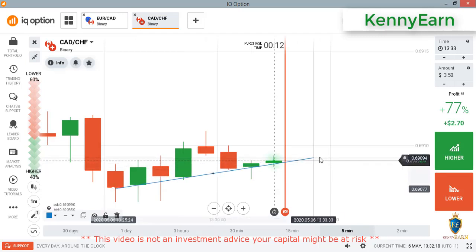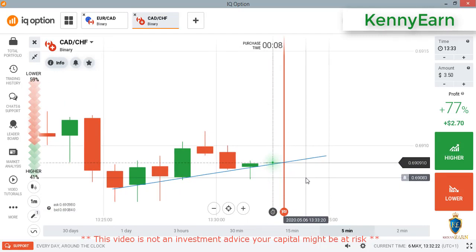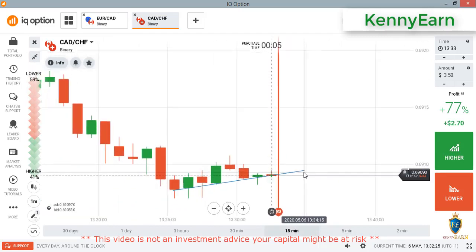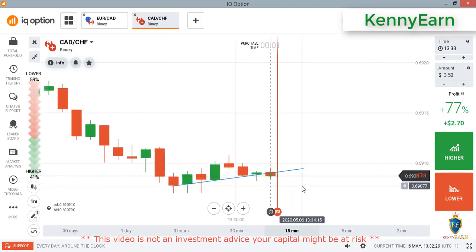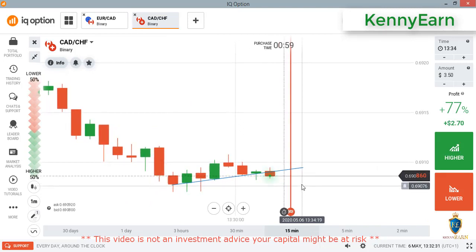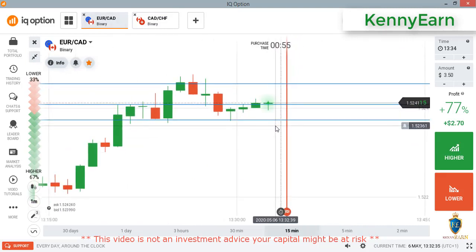I'm seeing buyers enter like this. That should be a buyers' entry. Let's just wait and see. No need to hurry. Once we get a good signal, we'll place our trade. You can see buyers are still struggling here.